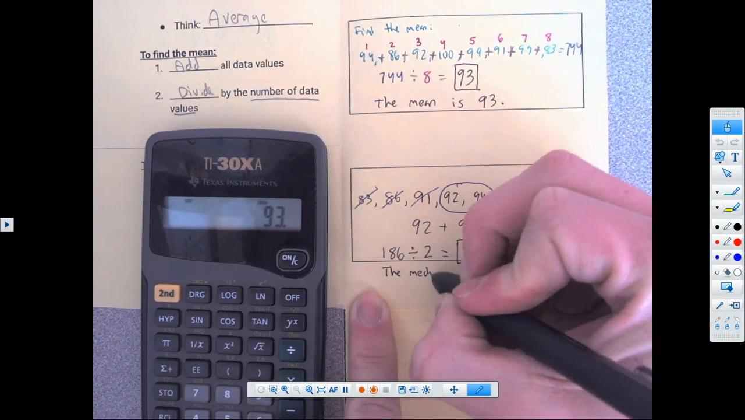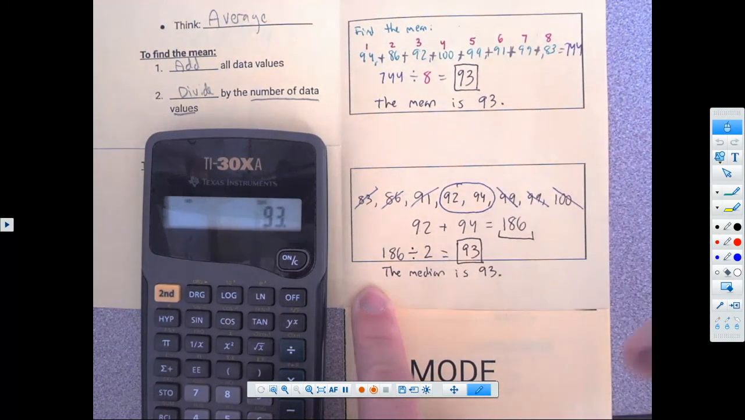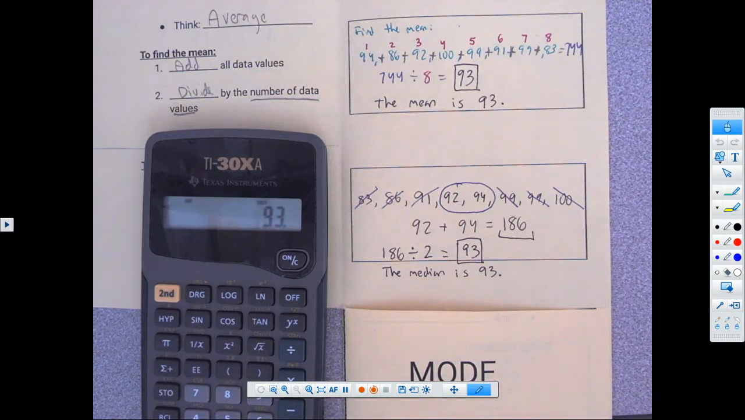The median is 93. So the median test score, the test score in the exact middle of all the test scores, would have been a 93. Even though nobody scored a 93, it's still possible.